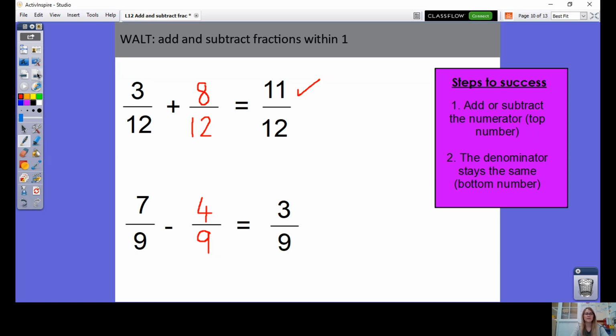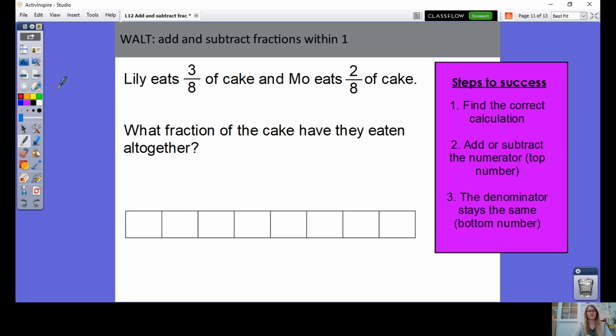So let's just have a look now at a couple of word problems to help you as well. So Lily eats 3/8 of cake and Mo eats 2/8 of cake. What fraction of the cake have they eaten all together? So first of all, I need to find my correct calculation when I'm doing a word problem. So a key word in there that's going to help me is: what fraction have they eaten all together?